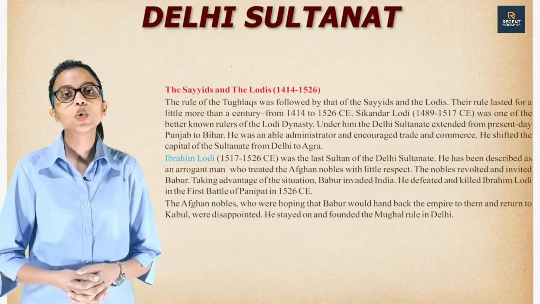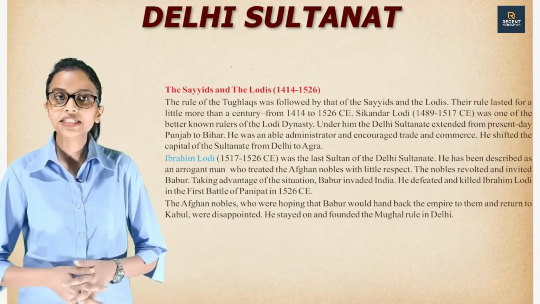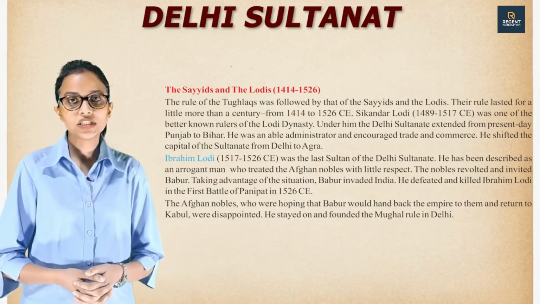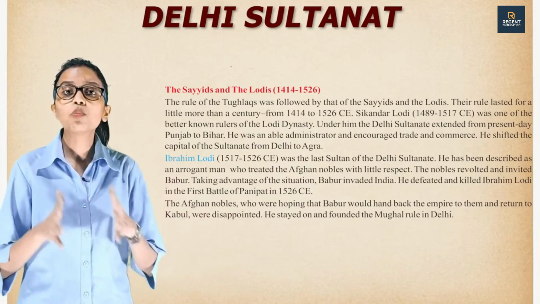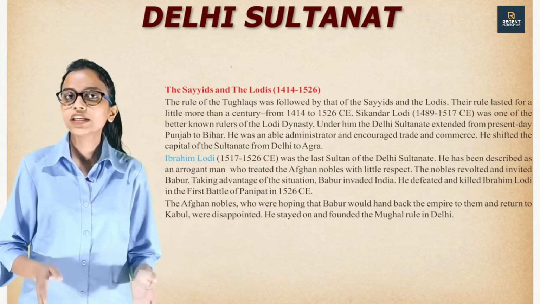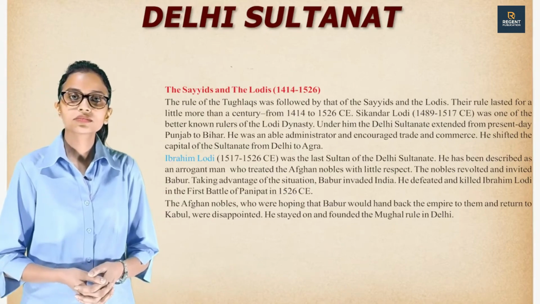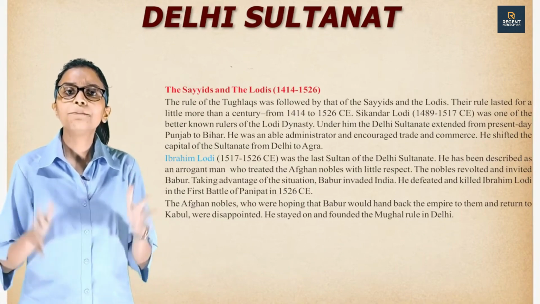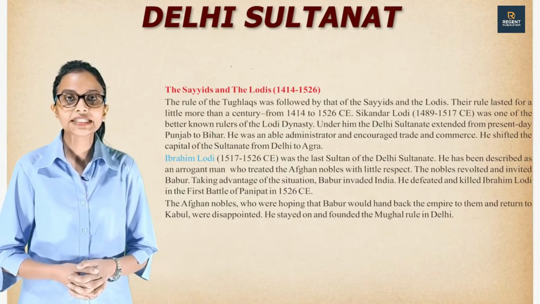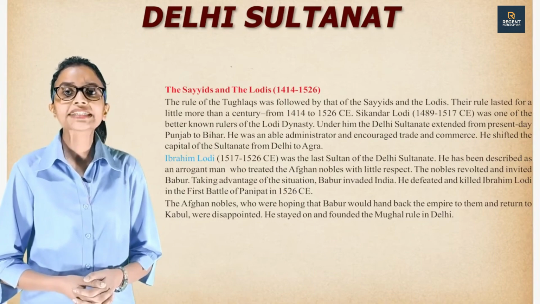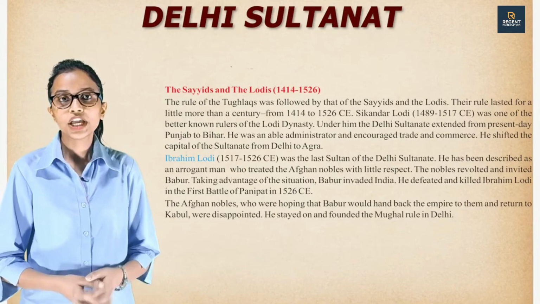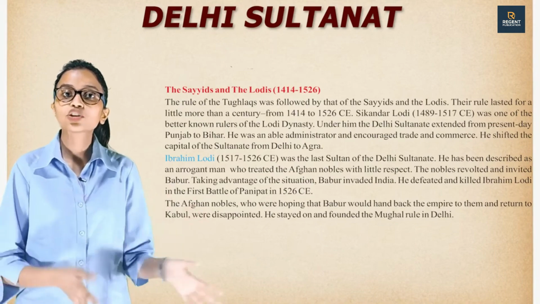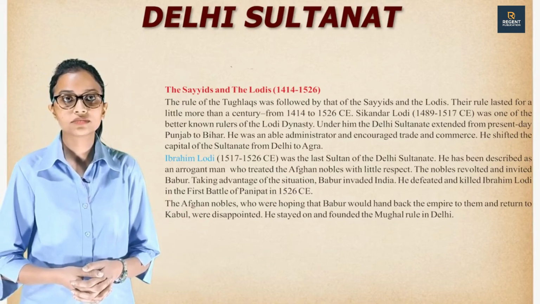The Sayyids and the Lodhis, 1440 to 1526. The rule of the Tughlaqs was followed by that of the Sayyids and the Lodhis. Their rule lasted for a little more than a century, from 1414 to 1526 CE. Sikandar Lodhi, 1489 to 1517 CE, was one of the better known rulers of the Lodhi dynasty. Under him, the Delhi Sultanate extended from present-day Punjab to Bihar. He was an able administrator and encouraged trade and commerce. He shifted the capital of the Sultanate from Delhi to Agra.